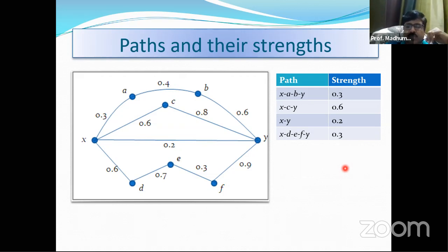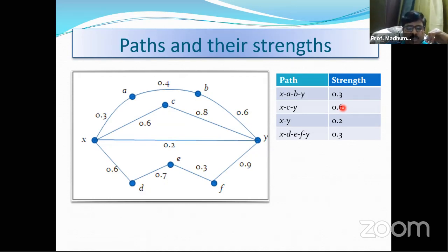We can say that the strongest path, or strong path, is the one whose strength is maximum. So see that the maximum strength is here. So this particular path is the strongest path among these four paths. If you want to go from the vertex x to y, then we have to choose this particular path, x to c to y, because this path is the strongest path among these four paths.